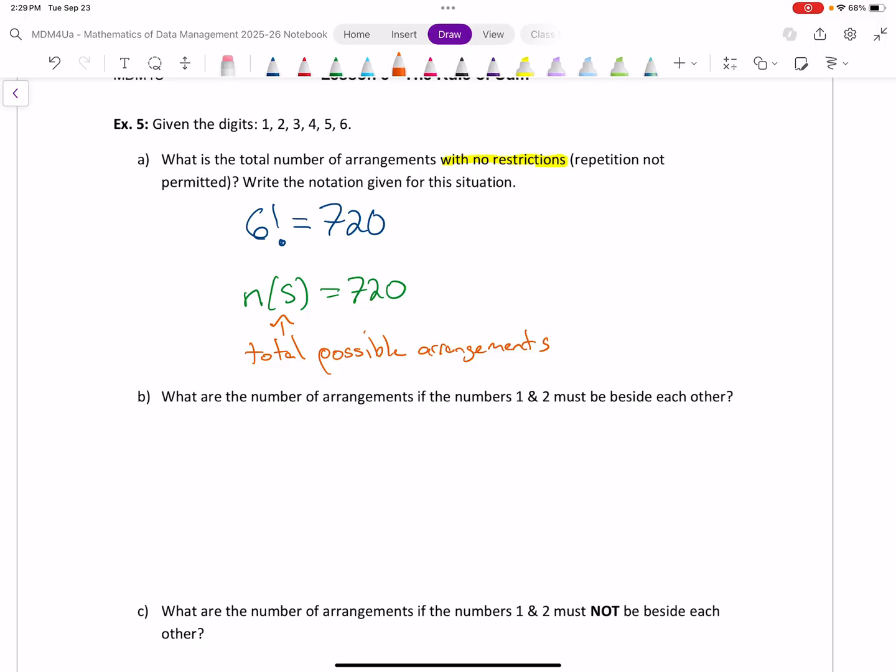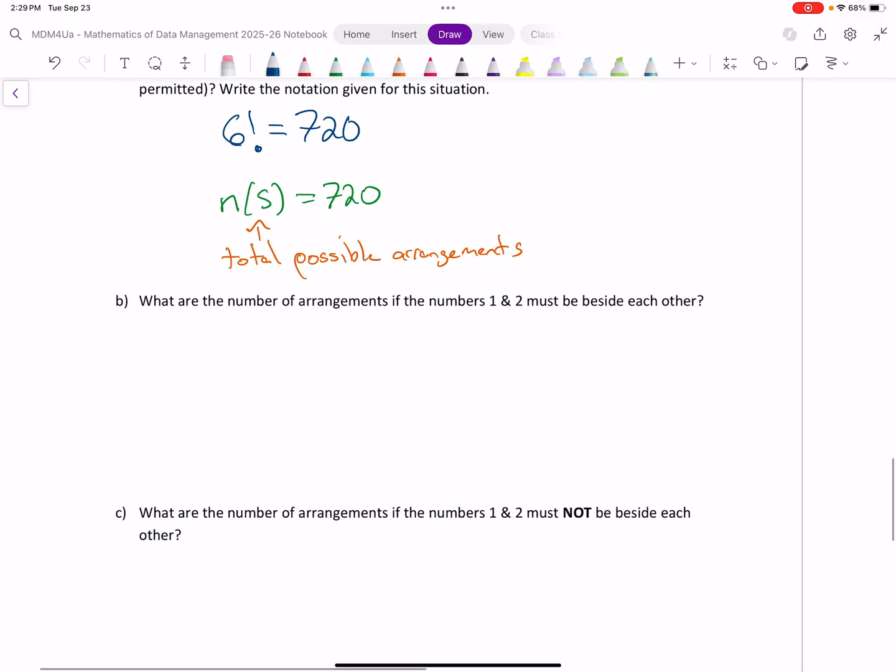Again, universal set. And that's going to become important for part C. Number 2, we've seen this question as well. It says, what are the number of arrangements if these two numbers 1 and 2 must be beside each other?